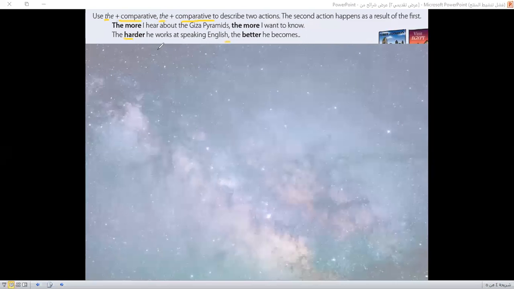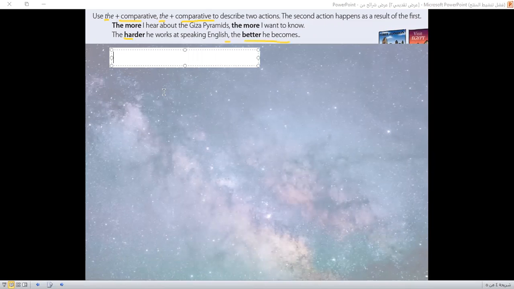So here I have two actions, comparing between two actions, but one of them is the result of the other one. Of what? Of working hard at speaking English. If you work hard at speaking English, then the better he becomes. It's like gradually. So for example, let's write an example to make it more clear.